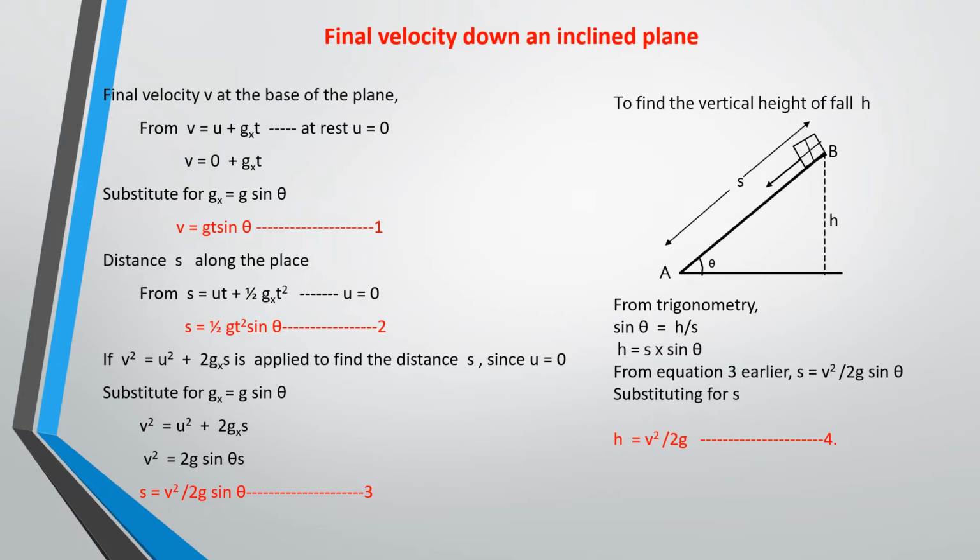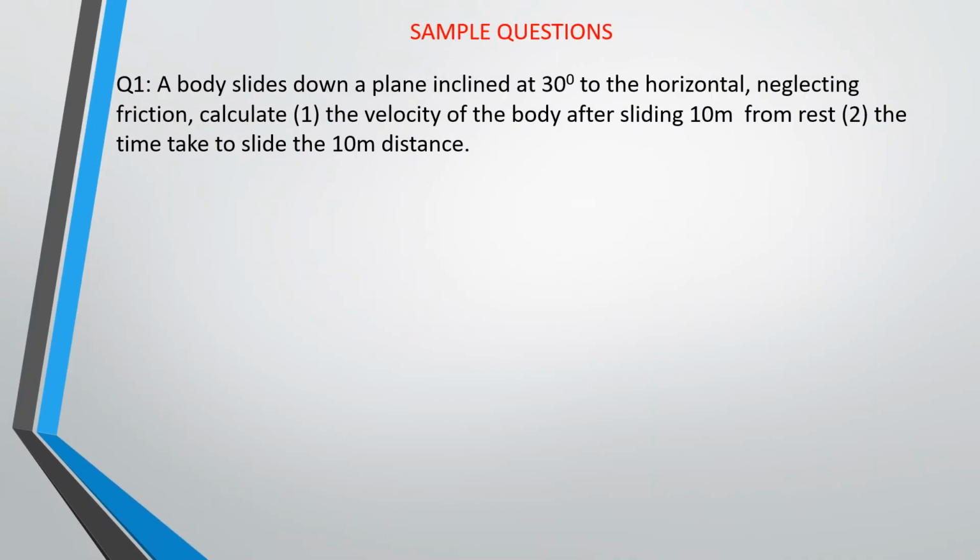Alright, so this is a sample question that we're asked to solve. A body slides down a plane inclined at 30 degrees to the horizontal, neglecting friction. Calculate the velocity of the body after sliding 10 meters from rest, and the time taken to slide the 10-meter distance. So in this question, you are asked to find the velocity after sliding 10 meters from rest, and you are given the angle of inclination to be 30 degrees.